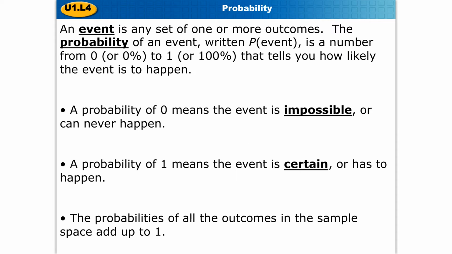An event is a set of one or more outcomes, and the probability of the event is written P and then parentheses with the event. For instance, the probability of flipping a coin and getting heads would be P(heads) or P(tails), and probabilities range between 0 and 100%. If you flip a coin, the probability of getting heads is 50%. The probability of getting tails is 50%.